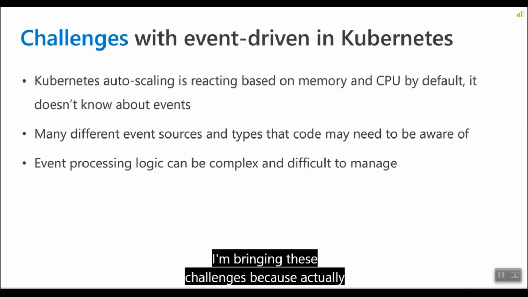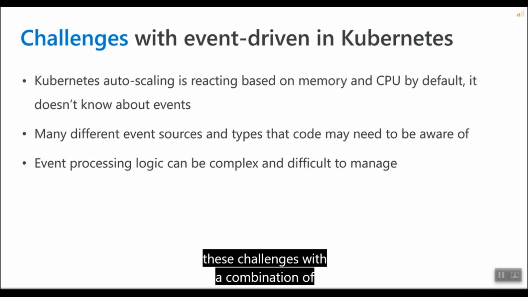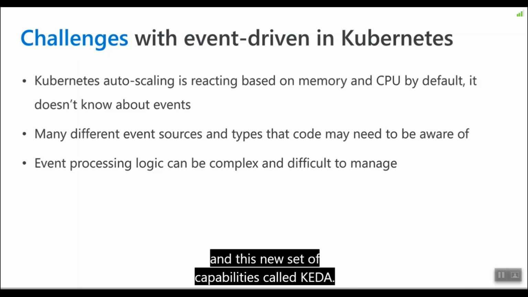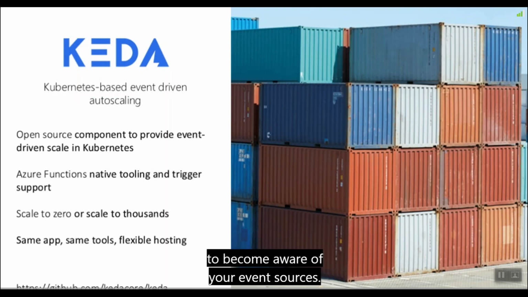And I'm bringing up these challenges because what we're providing now through Azure and supported tooling is the ability to overcome each one of these challenges with a combination of the Azure Functions programming model that I showed just a second ago, and this new set of capabilities called KEDA. So KEDA is Kubernetes-based event-driven auto-scaling. You can think of this as a way for Kubernetes to become aware of your event sources. Now Kubernetes can know about your queue. Now Kubernetes can know about your event stream so that as you're building event-driven architectures, Kubernetes can be proactively aware and scaling as needed as events are coming in.